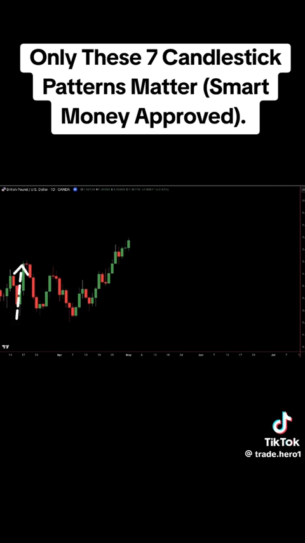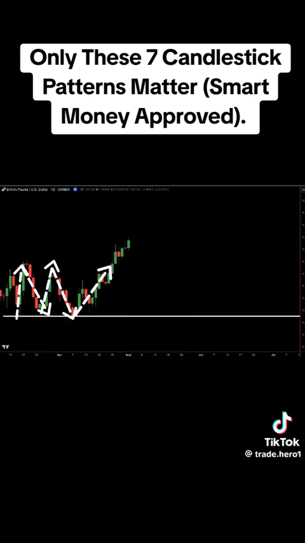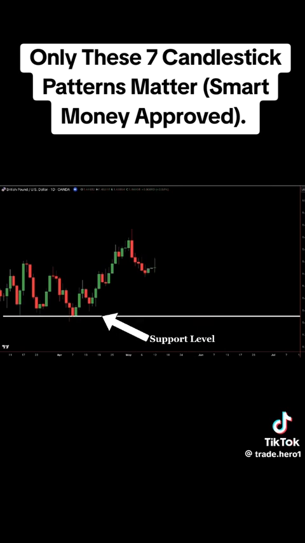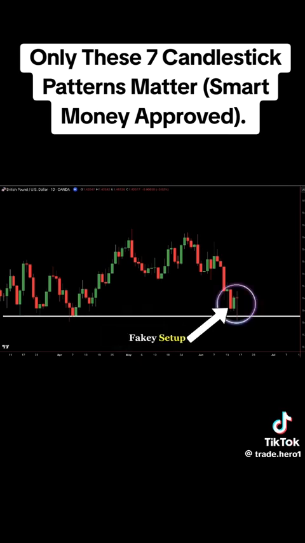You can see the market hits the level and reverses, pulls back, hits it again and reverses, then pulls back once more, hits it a third time and reverses. Now we have a clear support level forming. Price pulls back again. And this time, we get a fakey setup, a textbook smart money trap.